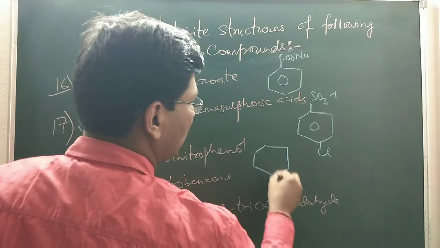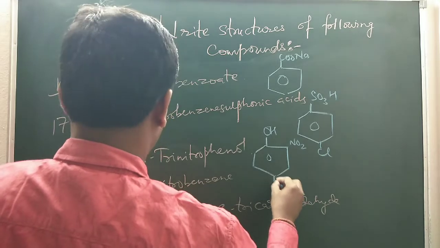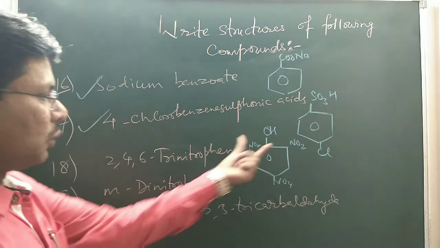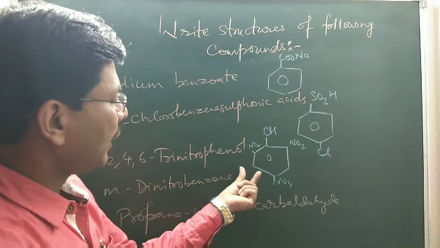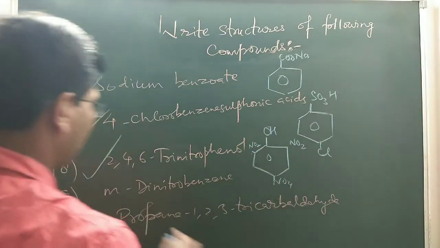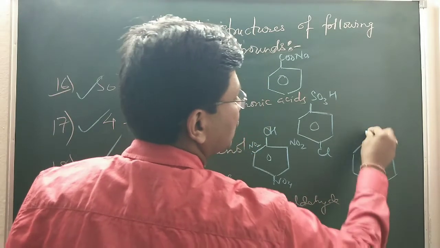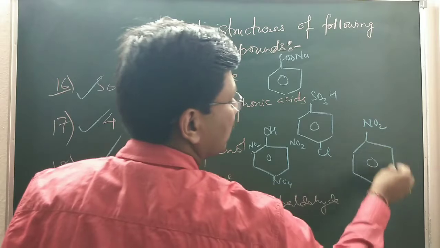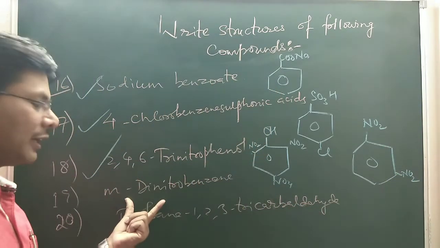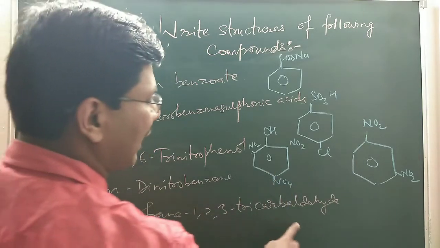Next is 2,4,6-trinitrophenol. Draw phenol first. This is phenol, and then the 2, 4 and 6 positions have a nitro group. So this is 2,4,6-trinitrophenol. Next is meta-dinitrobenzene. First you draw benzene, and the meta position is the 1,3 position. So put 2 nitro groups, one at position 1 and one at position 3. Its IUPAC name is 1,3-dinitrobenzene, also called meta-dinitrobenzene.